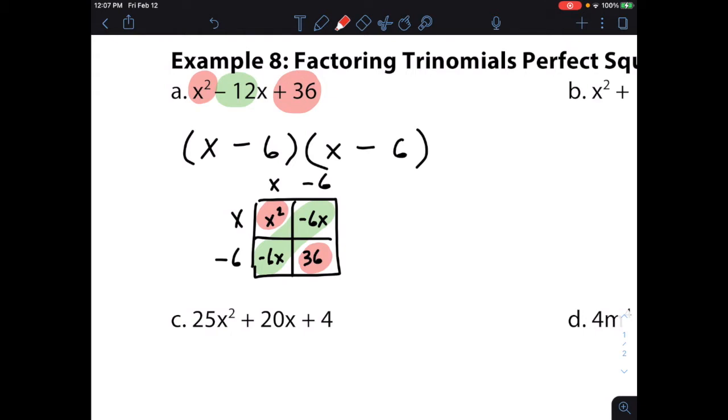Okay, so that's the simplest way to explain how to do it. Let's just do a few more examples, and then we'll make a list of the rules that we need to follow in order to do this.